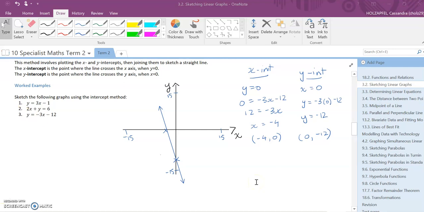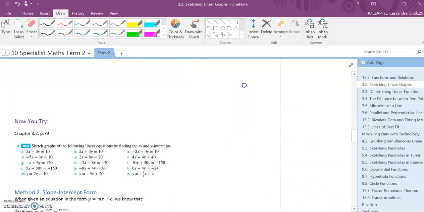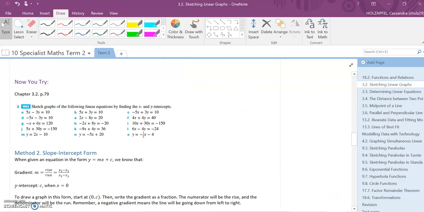All right, so what I would like you guys to do now is to have a bit of a go. Chapter 3.2 in your book, page 79. There's a few questions there. I'm just going to get you to do the first column, so A, D, G, J, and M. And I'm going to get you to do that using the intercept method.